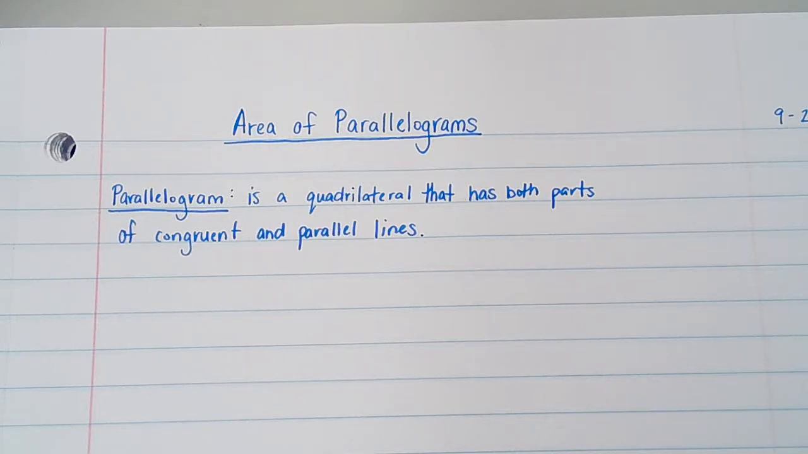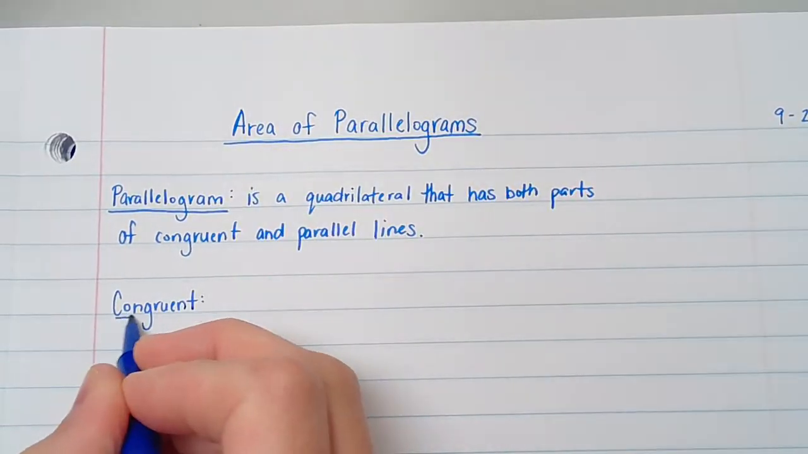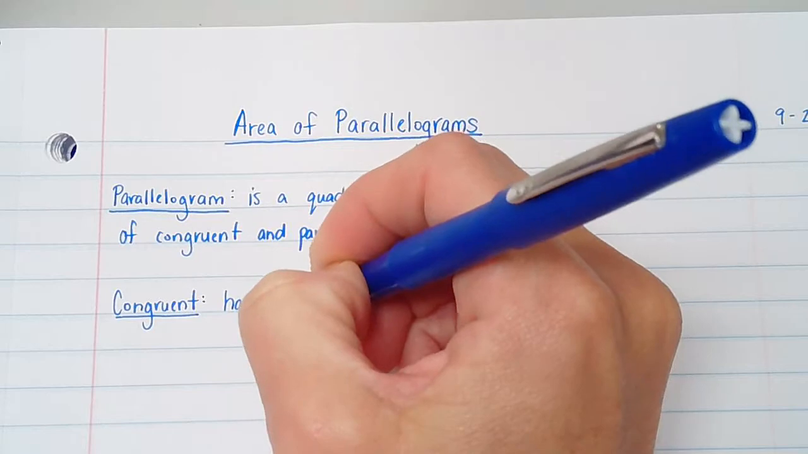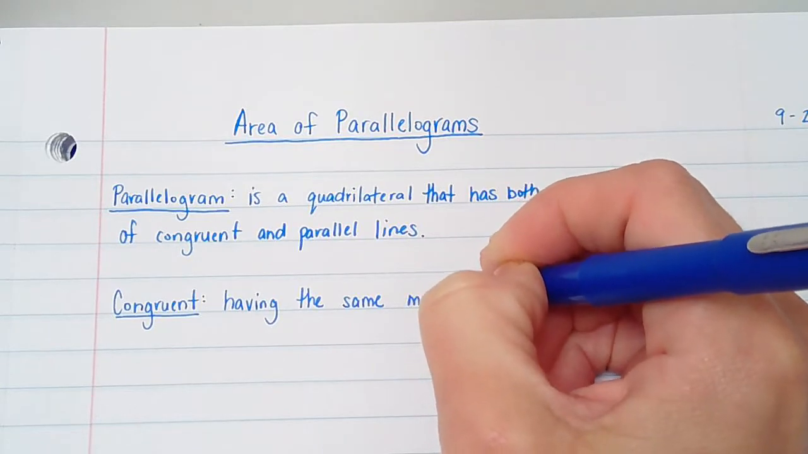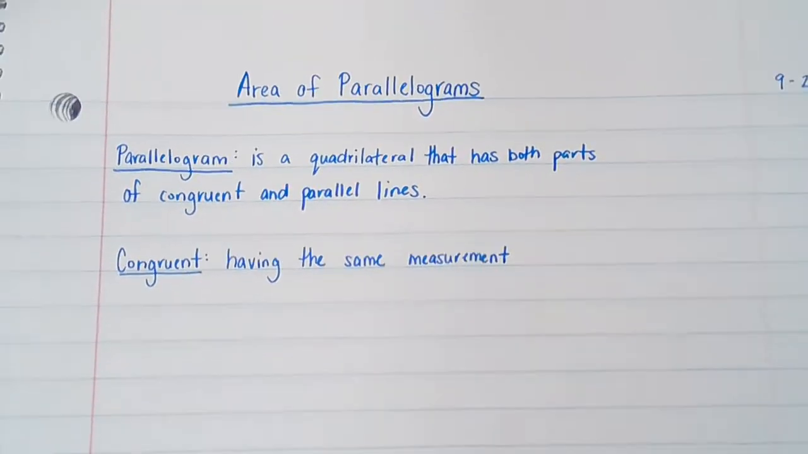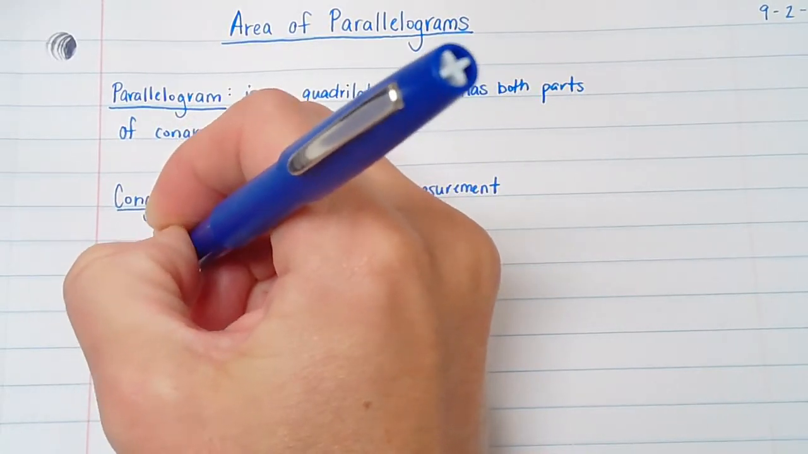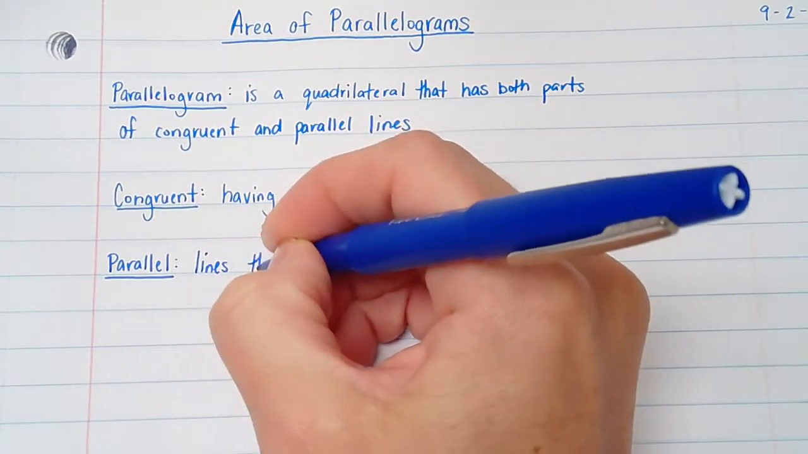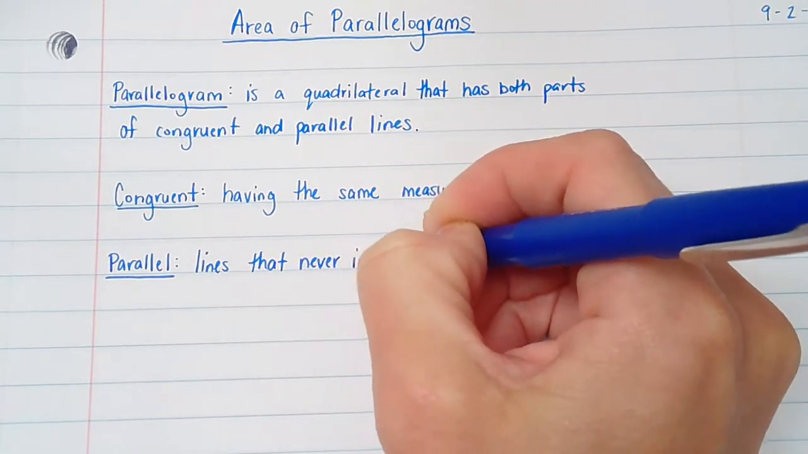So let's just write down real quick. Congruent means having the same measurement. So they're the same length or the same width, whatever way you want to look at it, they're congruent. All right, and then parallel, hopefully you remember parallel means lines that never intersect or lines that never cross.